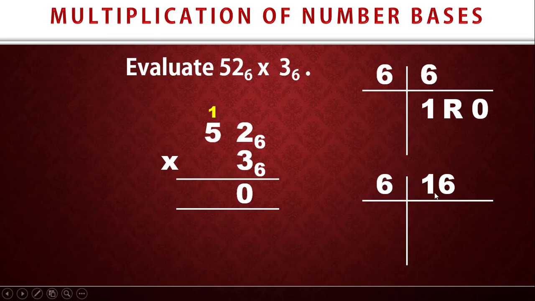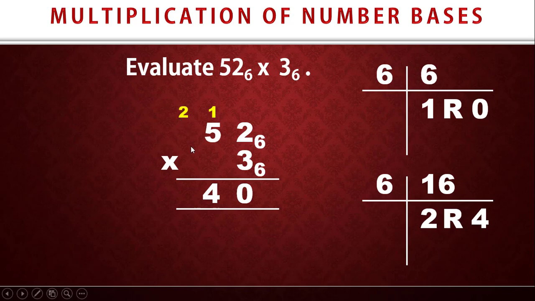So how many times will 6 go in 16? 6 will go in 16 2 times. So 6 times 2, that gives us 12. So if we say 16 minus 12, that will give us 4. So our remainder is 4. Okay, what we need to do now is to write down the remainder. So after that, now we carry this whole number 2 to the next stage of multiplication.